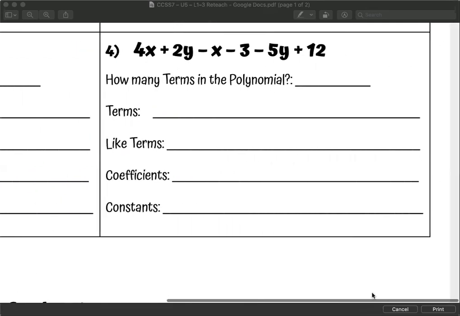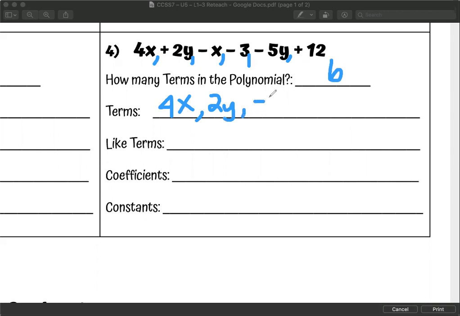How many terms do we have in this? Well, I'm going to count them out. We've got 1, 2, 3, 4, 5, 6 terms. The actual terms, again, I can basically put commas between them all. So we've got 4x. We've got positive 2y. We've got -x. We've got -3. We've got -5y. And we've got positive 12.